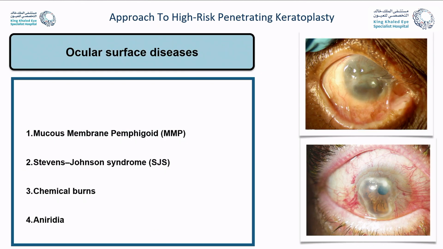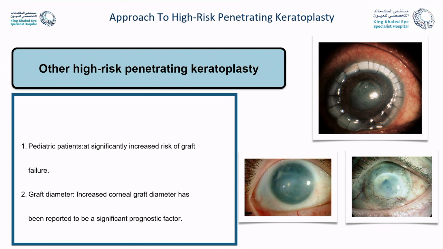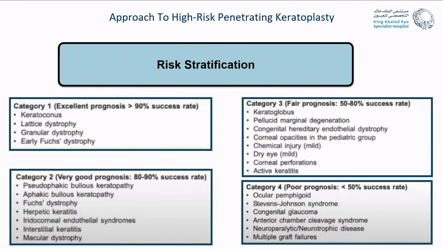Other difficult etiologies are Stevens-Johnson syndrome, mucous membrane pemphigoid, chemical burns, and aniridia. Pediatric keratoplasty is also a difficult indication for keratoplasty and puts the patient at high risk. Also, graft diameter, whether small, large, or eccentric, will increase the risk of failure and rejection. So in the clinic, ahead of time, risk stratification and discussing the etiology and outcome with the patient, explaining that each indication is different from the other and the outcome is different from your neighbor or your friend who had keratoplasty, is key to satisfying the patients.